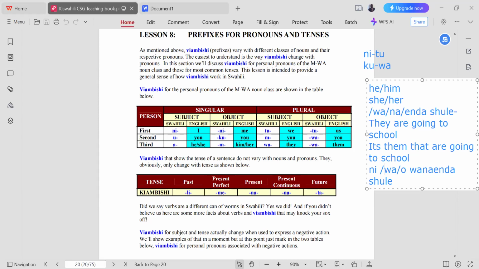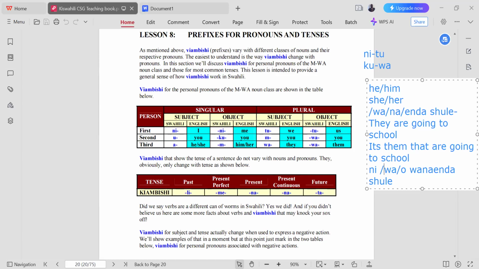Are we together there? Yes. But for this case, them is an object reference, while they is a subject reference. That will be more of English, trying to explain the difference between object and subject. But I've tried to explain it in simple Swahili to put clearly the Swahili aspect here.